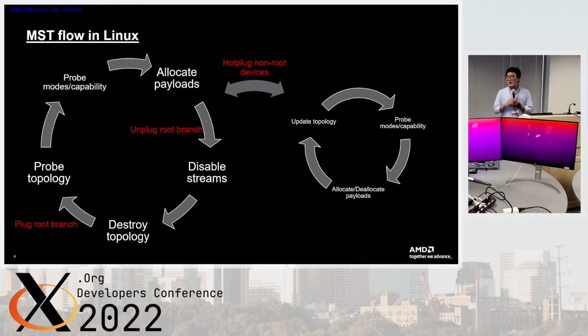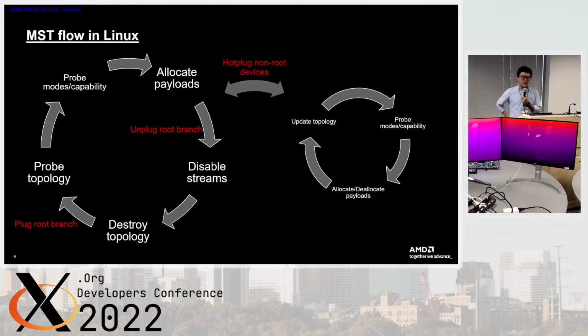And if we unplug a non-root device from an MST topology, look at the right-hand side. The connected branch device will detect the disconnection of the output port, then broadcast upward to the source. Then the source will update the topology data structure in memory, and also fire a hot plug event to user space. Then user space will react accordingly, asking our driver to probe modes and capabilities again and do the allocate and deallocate behaviors.